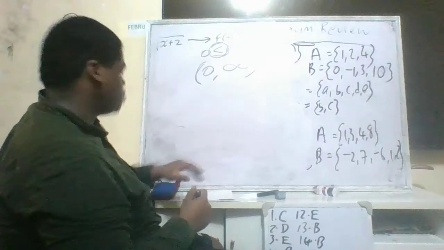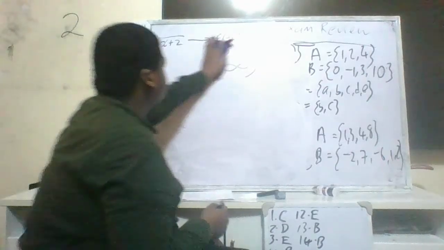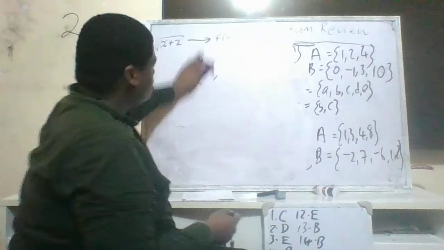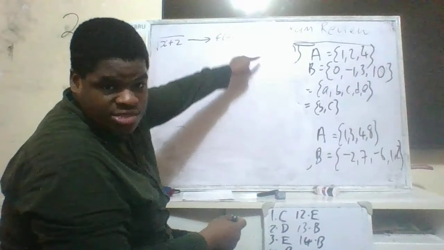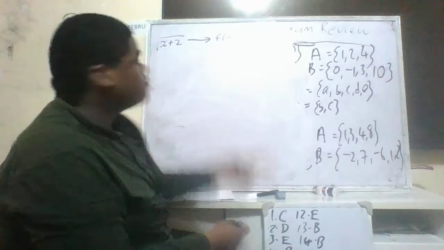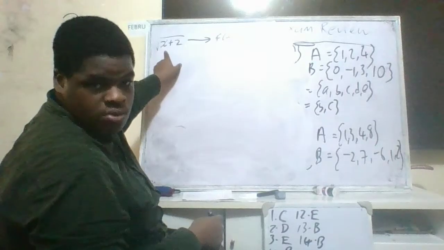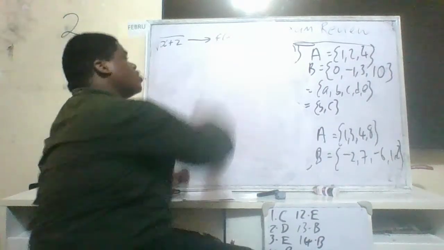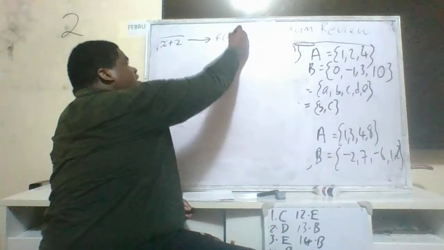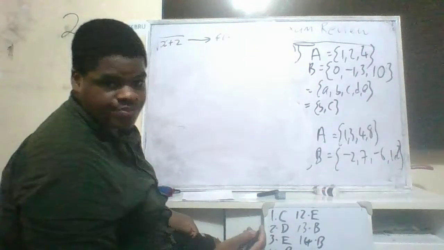Sorry, I just remembered something. This square root can give you 0. It should be greater than 0, but it can also be equal to 0, because if x is equal to negative 2, then you have 0. So it's not just greater than 0, it is greater than or equal to 0.